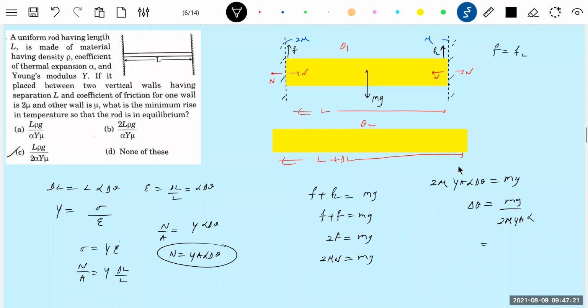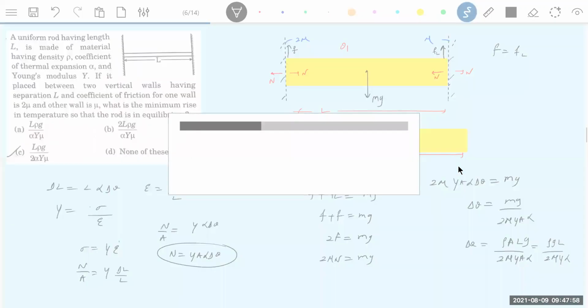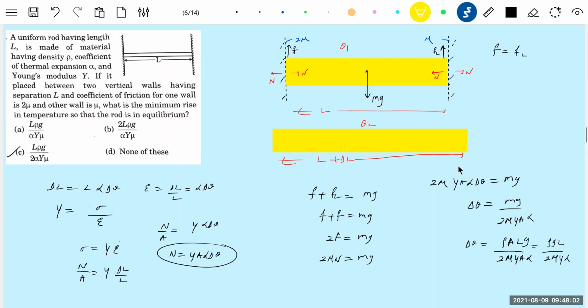Further, what is mass? Mass of the rod is given by density into area into L, times g, over 2 mu Y A alpha. A gets cancelled, so rho g L by 2 mu Y alpha. Okay, this should be the minimum rise in temperature for the rod to be in equilibrium. Questions are very easy, only that idea should flash for us. Make observation, I'll go for the next one.